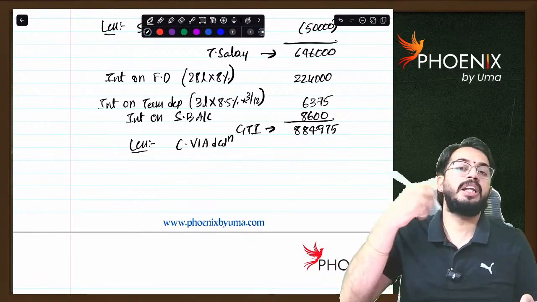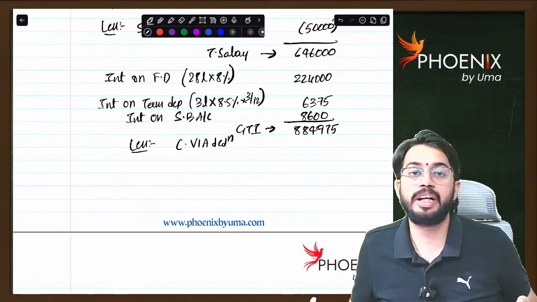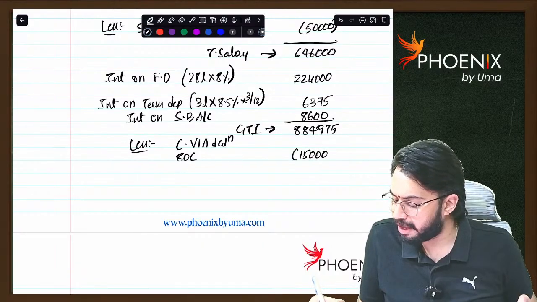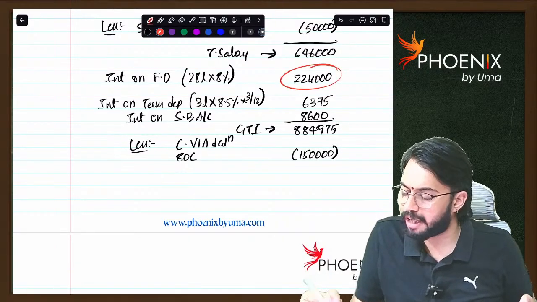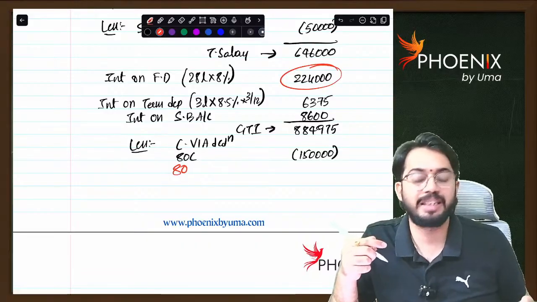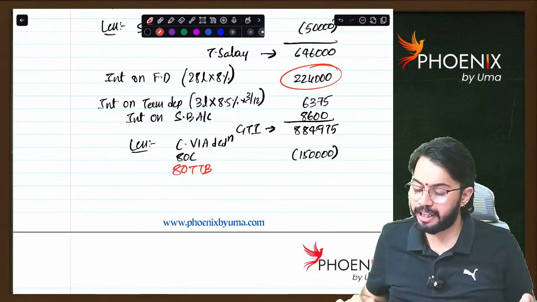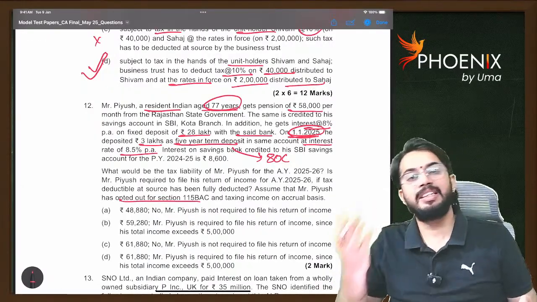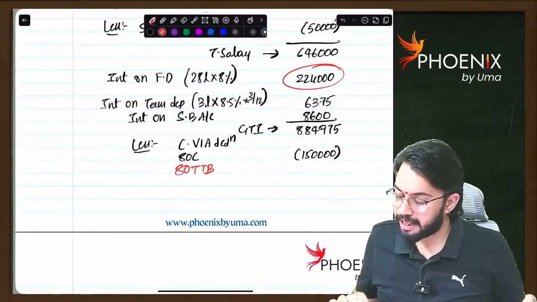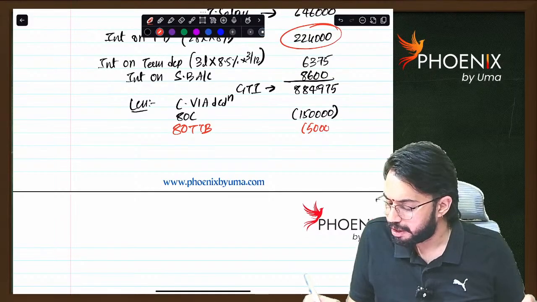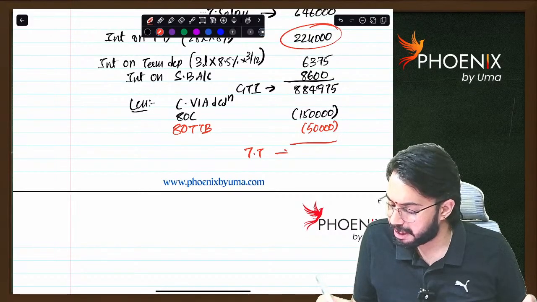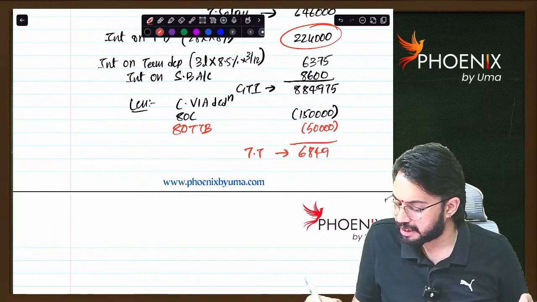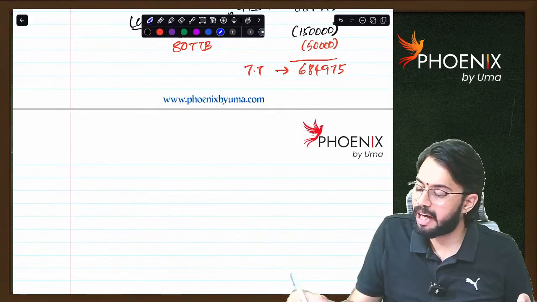See, he deposited 3 lakh in term deposit, that is eligible for deduction under section 80C. But maximum deduction allowed under 80C is 1,50,000 and interest on FD 2,24,000 is there. He is resident senior citizen, so he can claim deduction under section 80TTB. You can see 77 years resident in India, so he is a resident senior citizen. He can claim deduction under 80TTB. How much? 50,000. So how much is his taxable income? Taxable income will be 6,84,975.